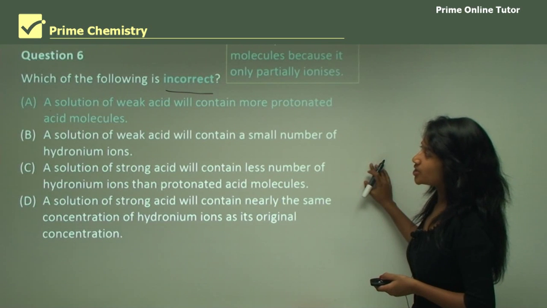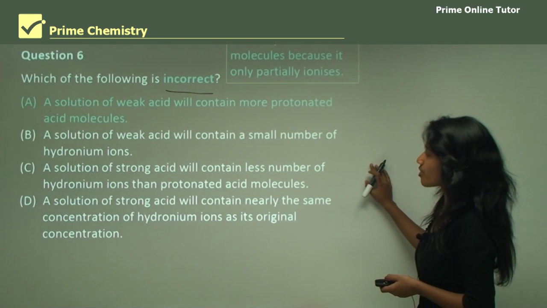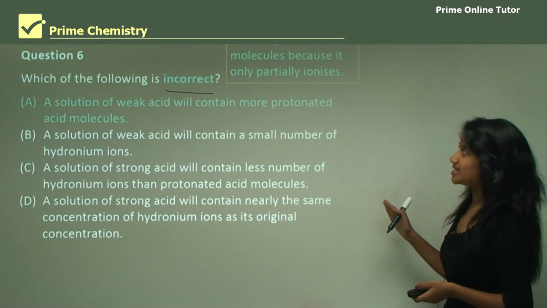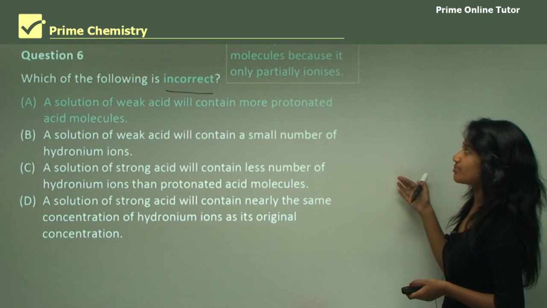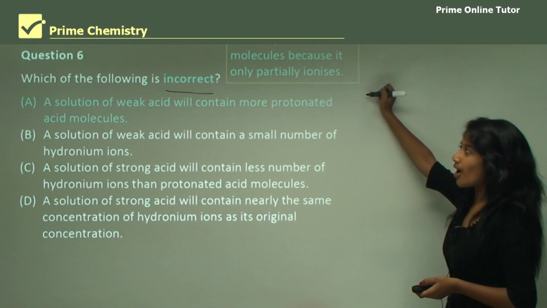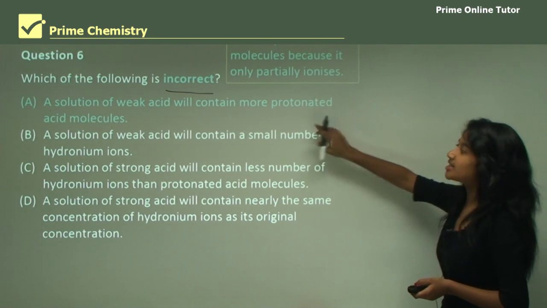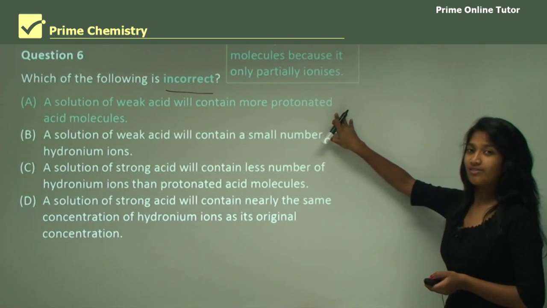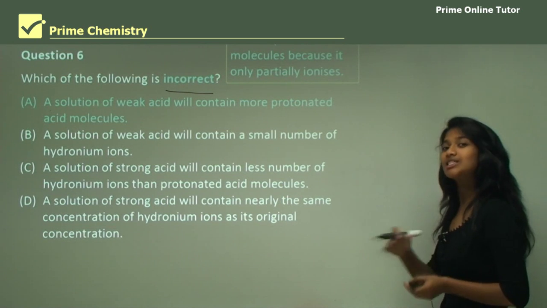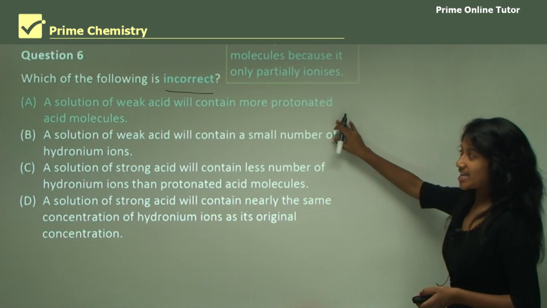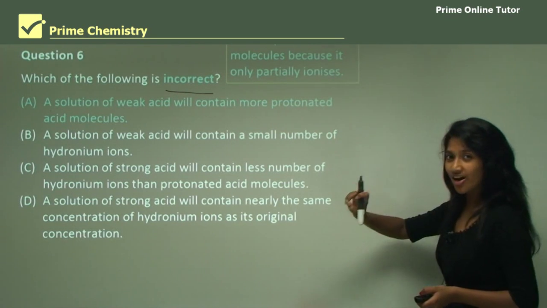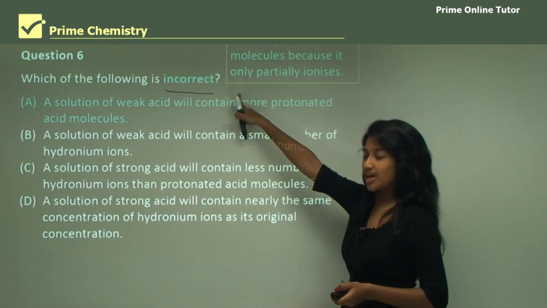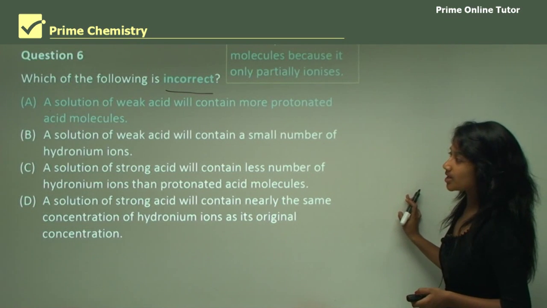Option A. A solution of weak acid will contain more protonated acid molecules. Now a weak acid will contain protonated molecules because it only partially ionizes. In other words, this statement is correct because most of the molecules are going to have protons intact. In other words, it's not going to be ionized. So option A is correct, which means it's incorrect for our question here because it's asking for the incorrect statement, not the correct statement.